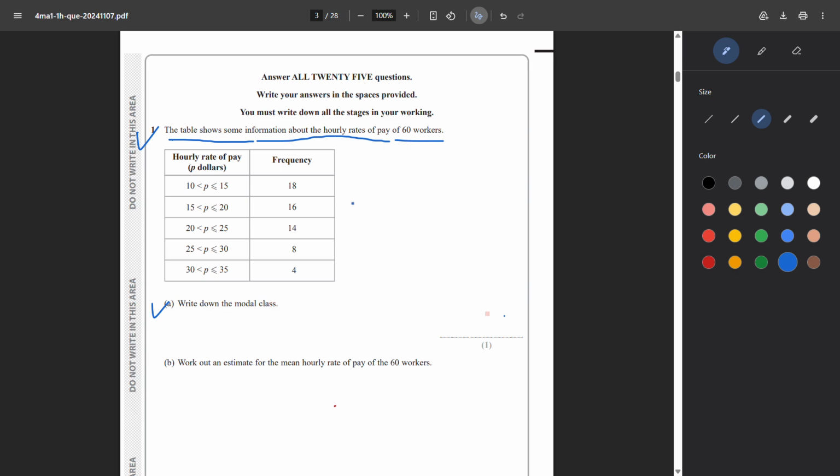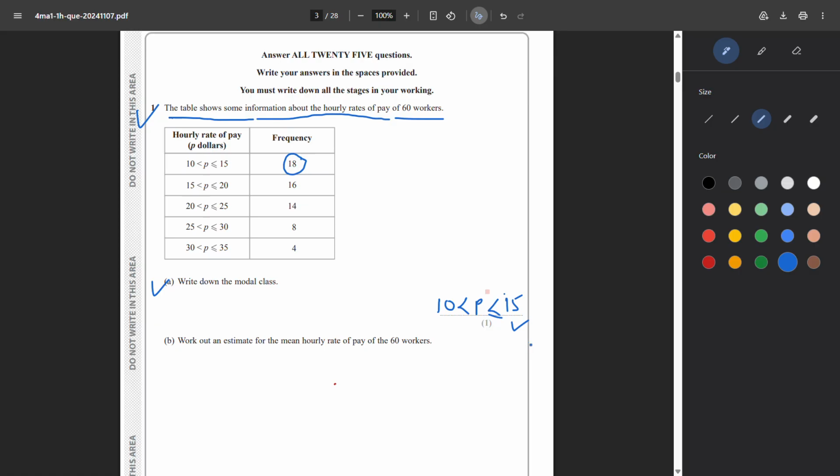While finding the modal class, you have to consider the highest frequency. You can see here the highest frequency in this table is 18. So its modal class will be the first interval, that is 10 is less than p, and p is less than or equal to 15. Just write down this interval. You will get 1 mark. This question A is for 1 mark only.